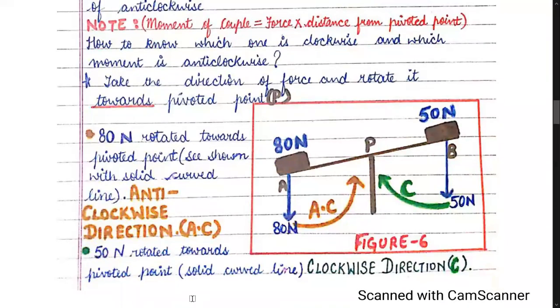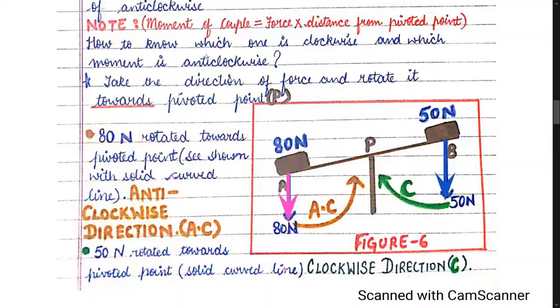So children, now the question comes, how to know which one is clockwise and which moment is anti-clockwise? It strictly depends on the direction of the rotational effect produced by the forces. All the weights of an object will always act downward. Children, the weight of an object always acts downwards.